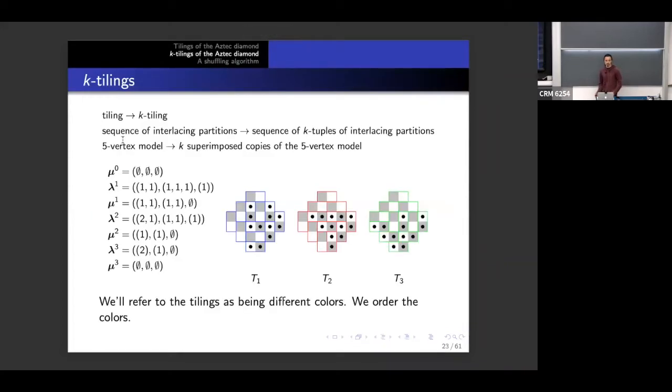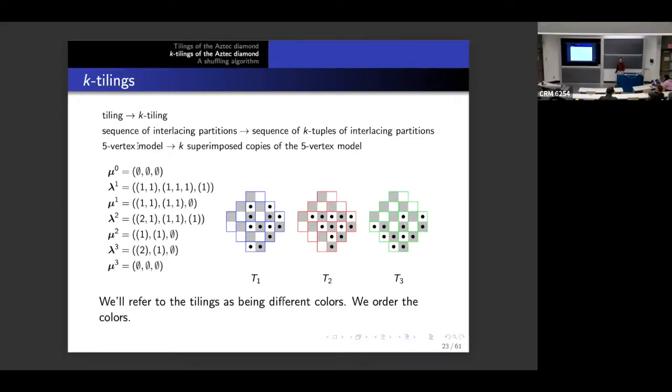So now what are we going to have? Instead of a single tiling, we're going to have, say, 3 tilings, or in general, K. We're going to draw them in different colors, and we're going to think of them as being ordered. So in this case, blue is a smaller color than red, which is a smaller color than green. And for each tiling, we have a sequence of partitions. So now we're going to have a sequence of tuples of partitions that interlace in this Aztec diamond way. And later, when we have a vertex model, instead of a single 5-vertex model, we're going to have K superimposed copies of the 5-vertex model, which will have some interaction weight.